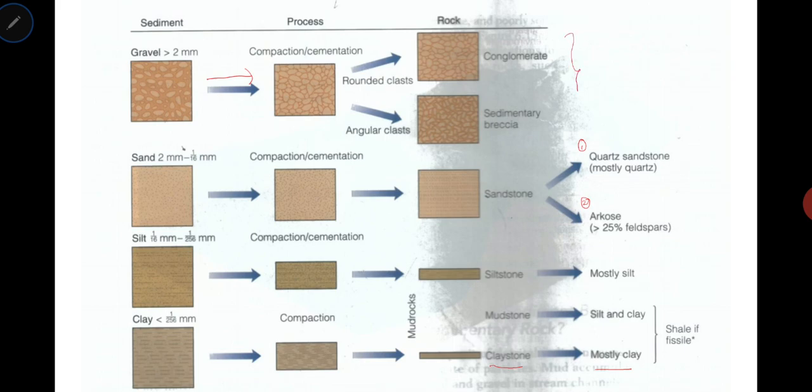This is also known as rudaceous types of sedimentary rock, and this one is arenaceous, and the last one is argillaceous types of sedimentary rock. So just remember, clastic is physical process, and this is due to the fragment of rock from weathering process.